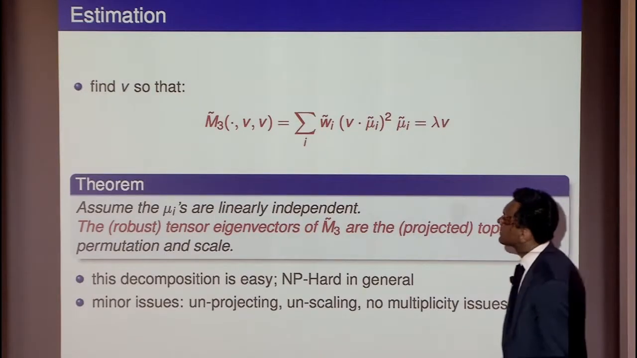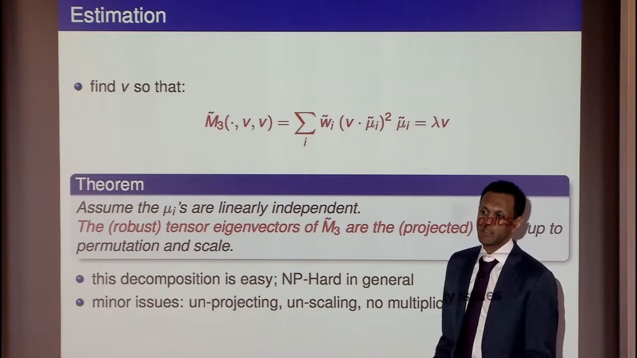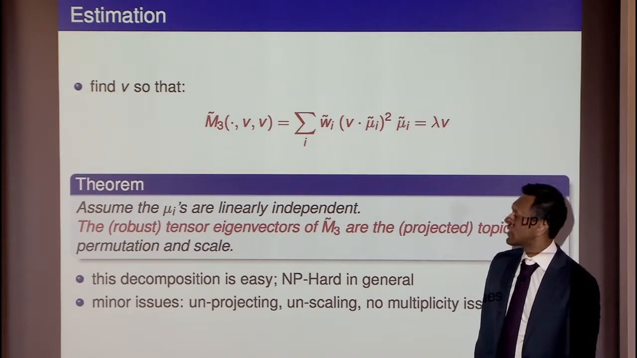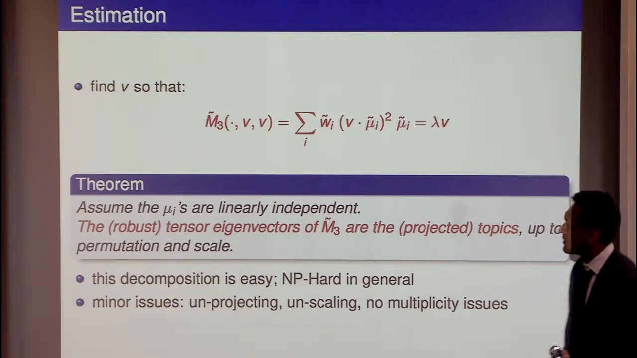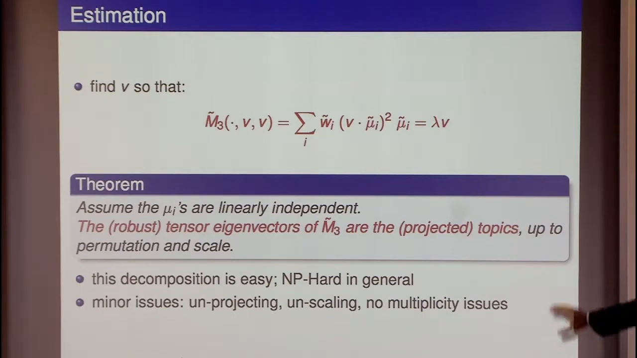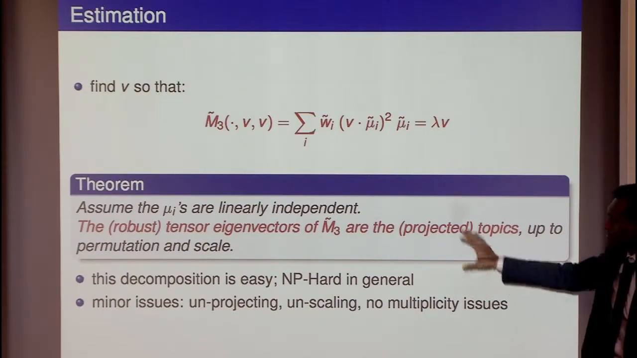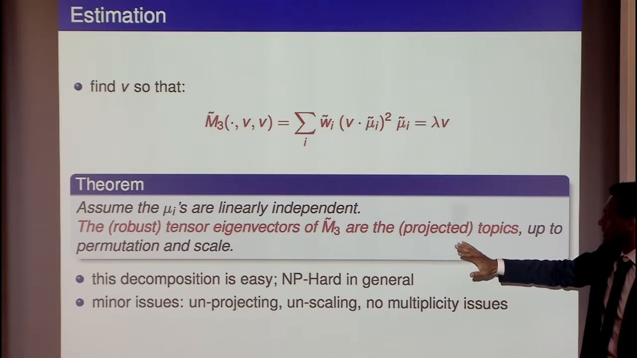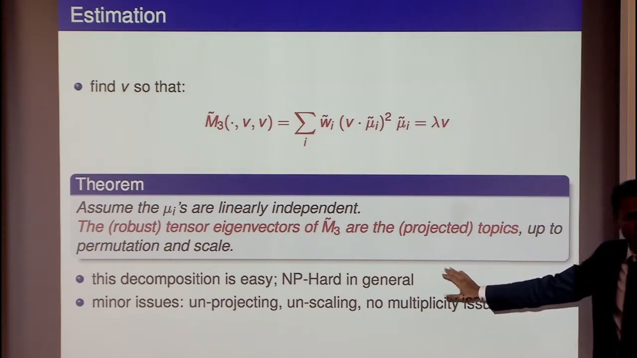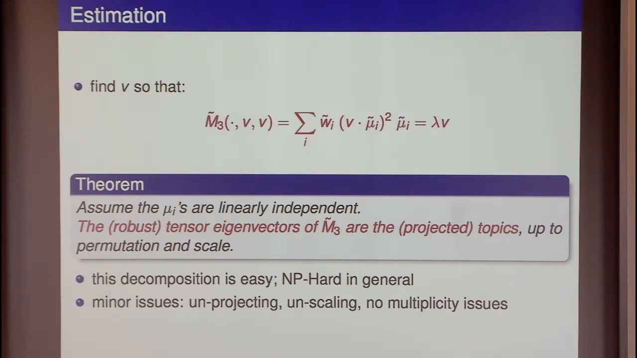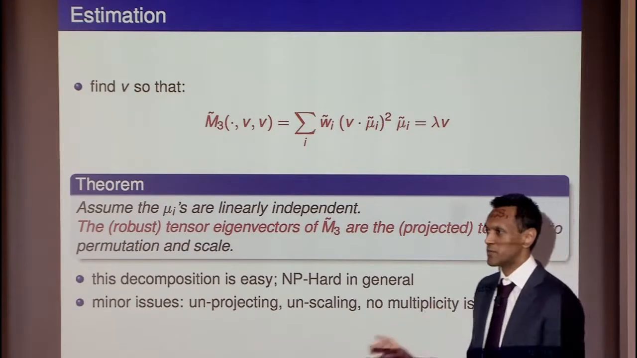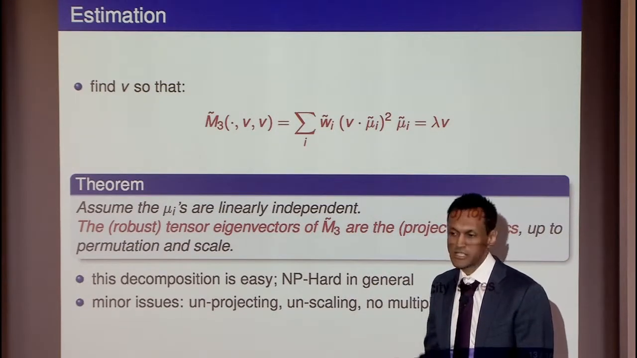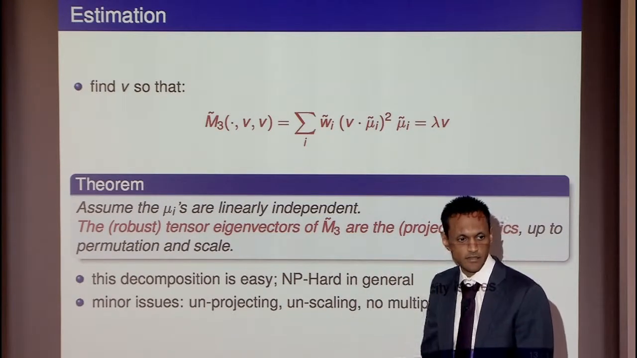Basically the algorithm now is: estimate your empirical moments, find the tensors, and that's how you solve the problem. But the first theorem is just the exact case. As long as these topics are linearly independent, then we have the identifiability that these eigenvectors are the topics. And I say robust just because there's some kind of saddle point; there are basically a few unstable eigenvectors.